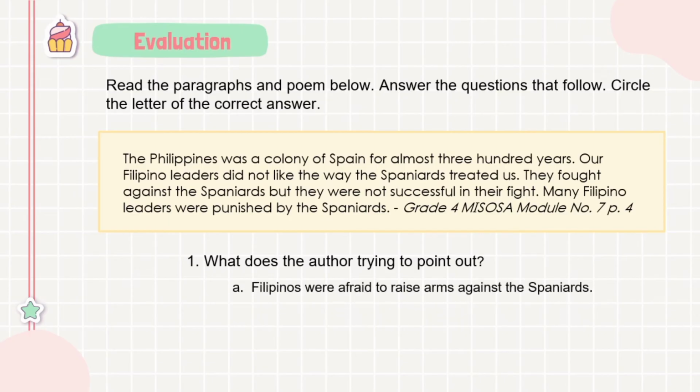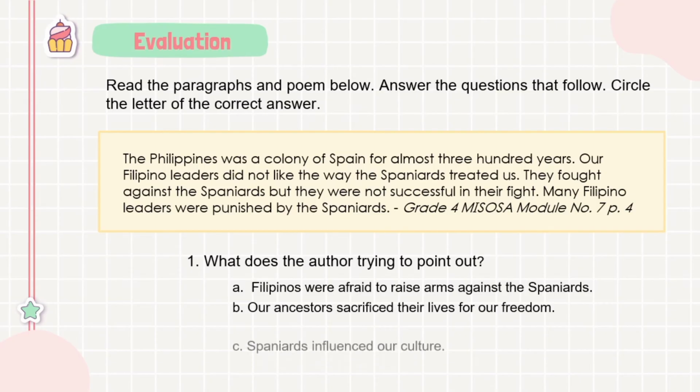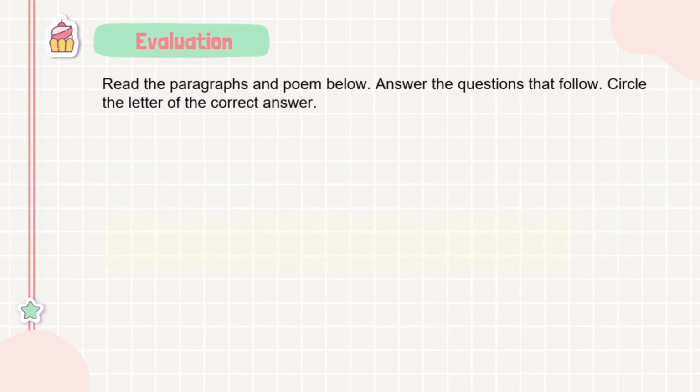Is it A, Filipinos were afraid to raise arms against the Spaniards? B, our ancestors sacrificed their lives for our freedom? C, Spaniards influenced our culture. Okay, how about number 2?